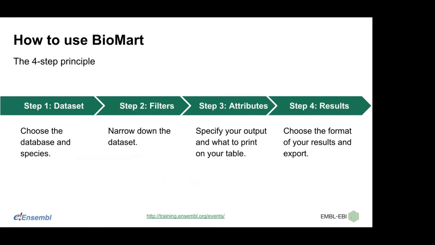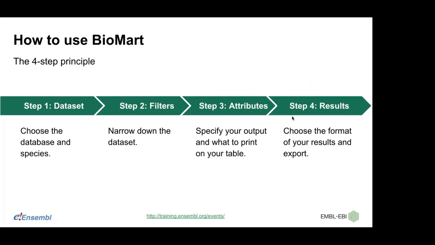And to use BioMart, you'll have to follow four simple steps. The first thing that you need to do is choose your database and species of interest. You will then need to narrow down this big database of all possible genes to a smaller data set of interest, and you will do so by applying filters. Then in the third step, you will need to choose your attributes. So these are things that you want to print in your output. And then the final step is you have the option to view your results, and you also get the option to export them in different formats.